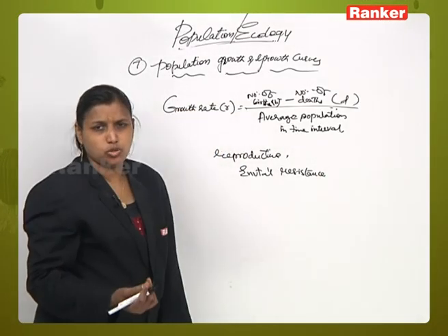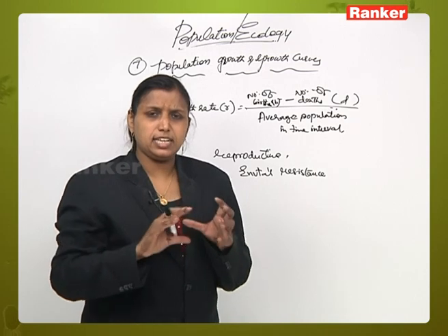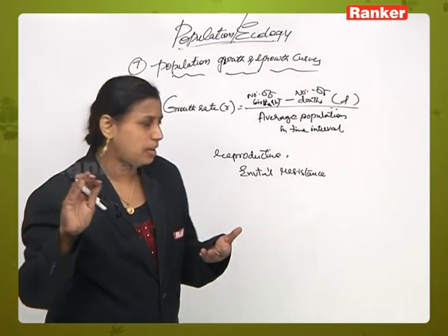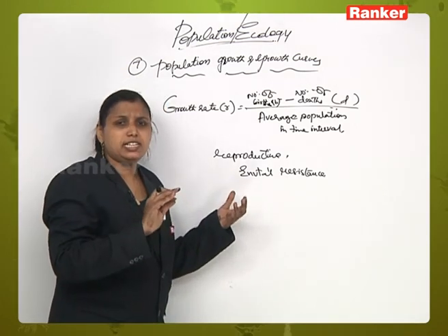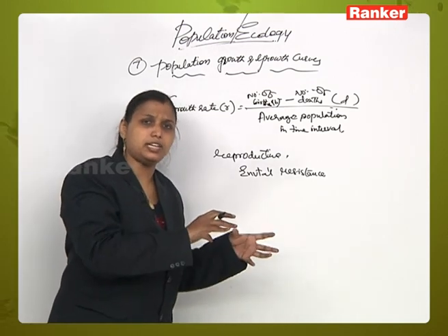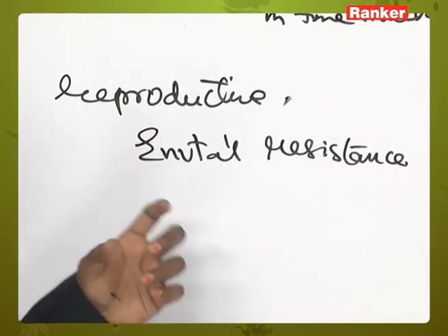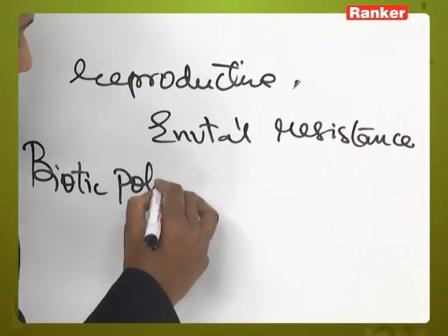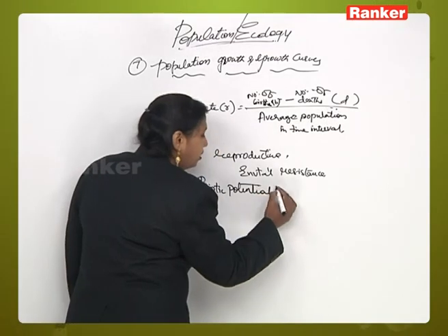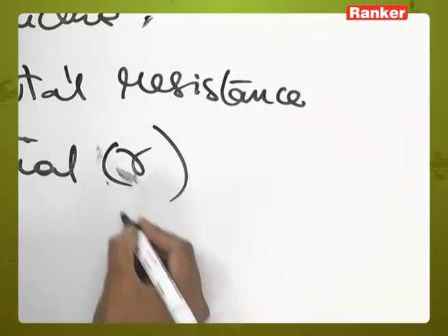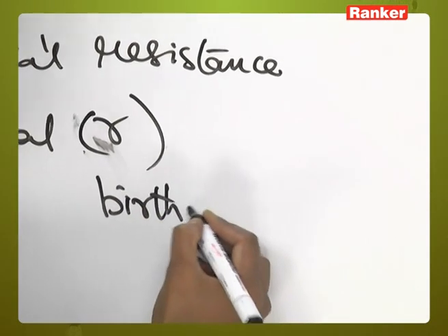When we say there is a growth in the population, two criteria: either the reproductive phase of that particular population in that particular area must be in a larger time, and also the environmental resistance of that particular organism, in that particular atmosphere or in that area, is more. So this continuation is called biotic potential. So what is biotic potential? Biotic potential is represented by a letter R. It is nothing but birth rate minus death rate.